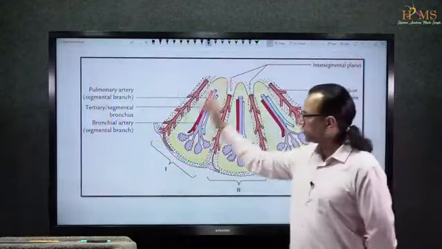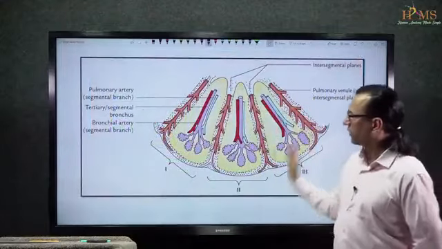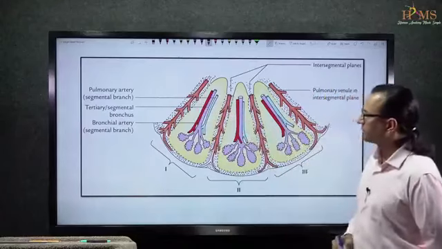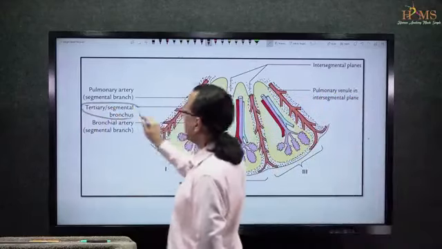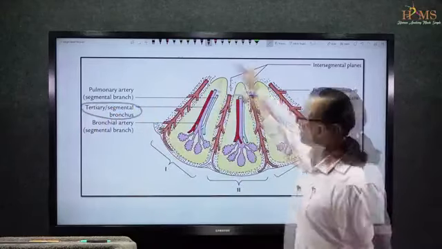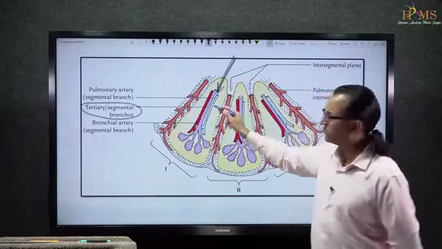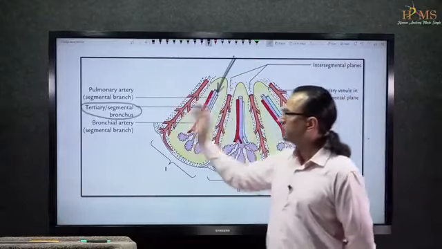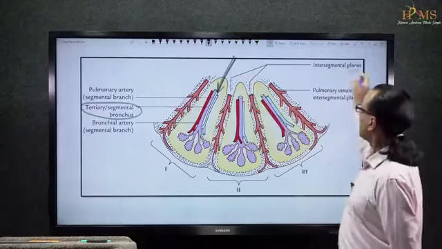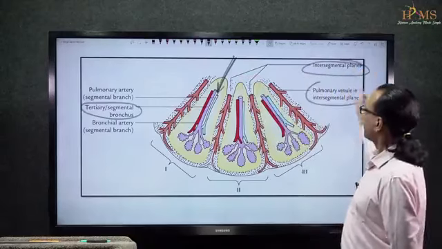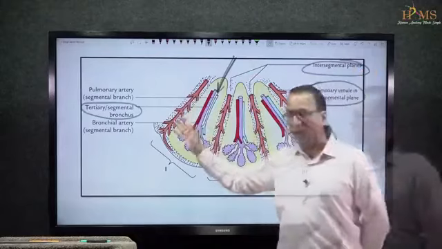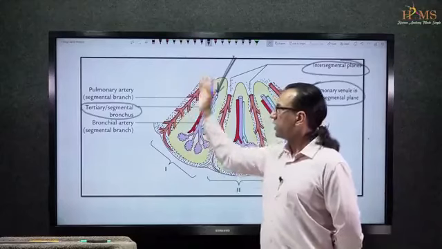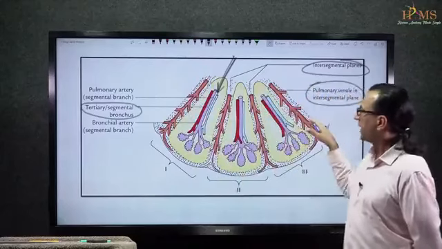So as we would notice, this is one BPS, 2 and 3 BPS, three of them, and what we get is each BPS will be having a tertiary bronchus that will bring in the oxygen. Now if this is bringing in the oxygen, you will send this oxygen into the pulmonary veins, and pulmonary veins are actually intersegmental in nature. As you see, intersegmental nature pulmonary veins, and they will be bringing the oxygen from the lungs towards the heart. So the veins are shown in red color here, intersegmental in nature.